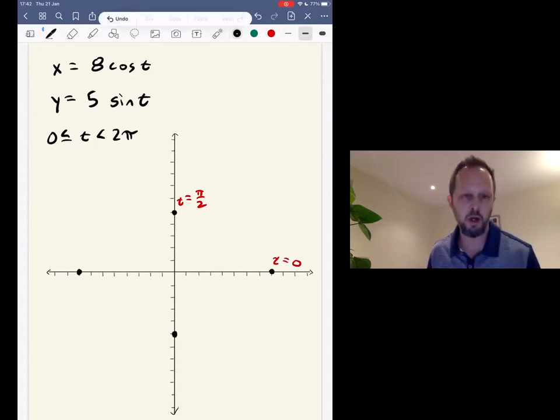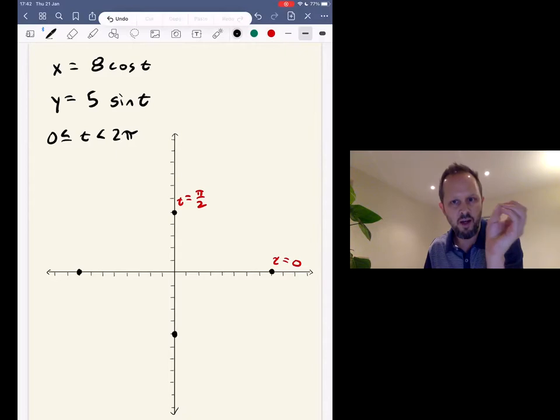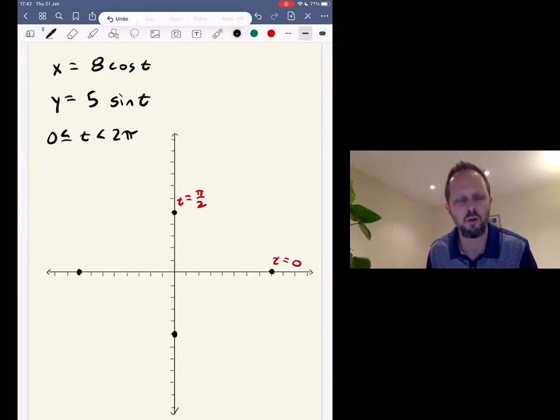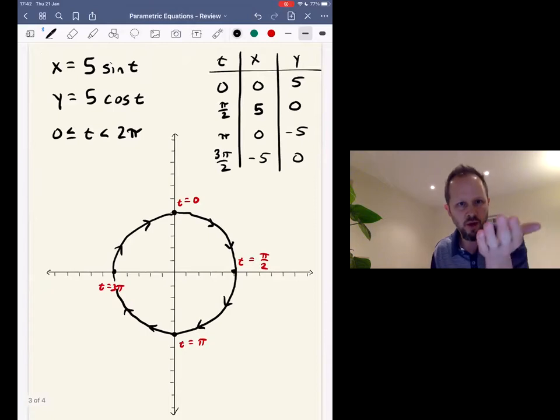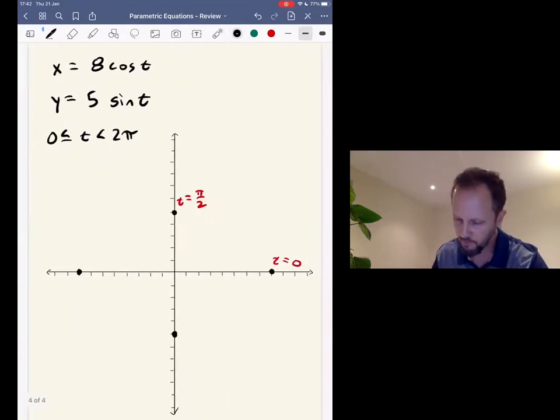I actually like parametric equations when x is defined as cosine and y is defined as sine, because it feels a little bit right for me. It feels a little bit more connected to the unit circle. But be careful, because like in the last example, x was defined with sine and y was defined with cosine. So you just have to be careful about inputs and outputs and plot your points correctly. Okay.